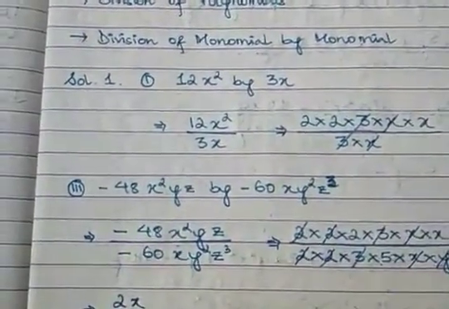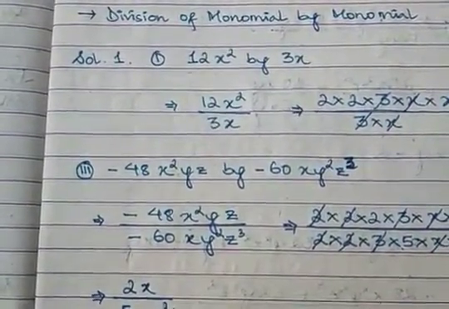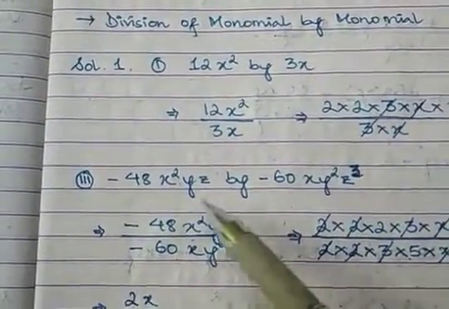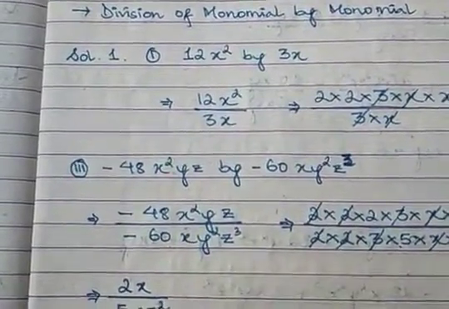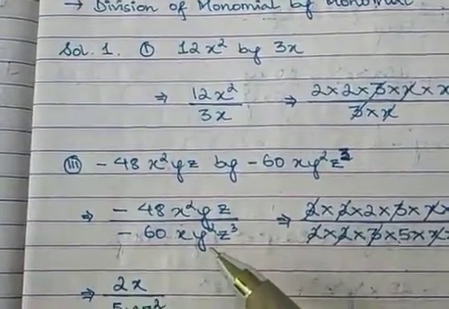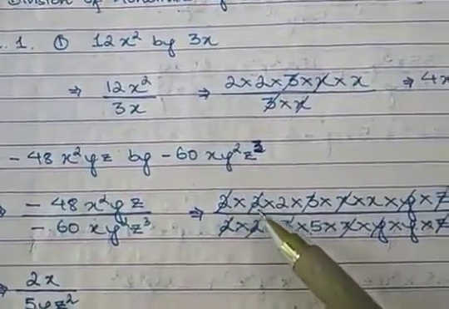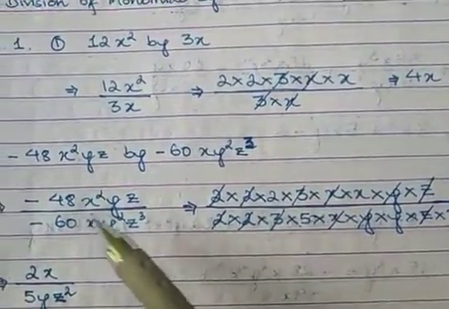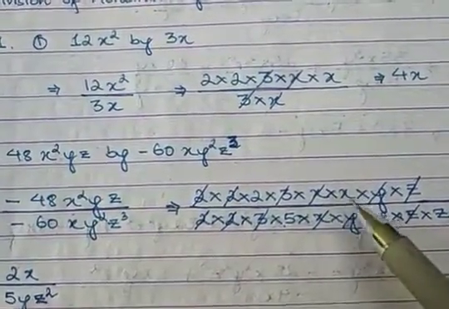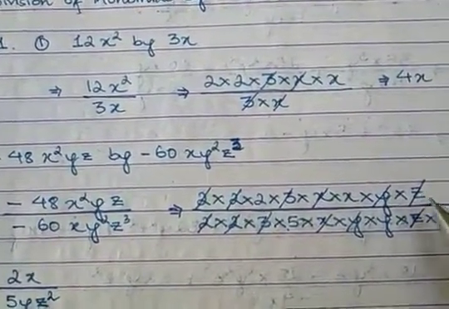Okay, so similarly for the second question I have taken minus 48x squared yz by minus 60xy squared z cubed. Again I have expressed the question in the fractional form, that is, minus 48x squared yz divided by minus 60xy squared z cubed. And again I have written it in factor form: the prime factors of 48, the constant term, and x squared as x into x. Y remained as it is because the power of y is 1. Z is as it is.